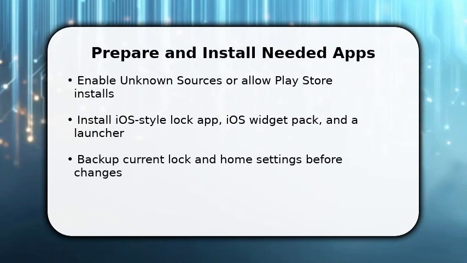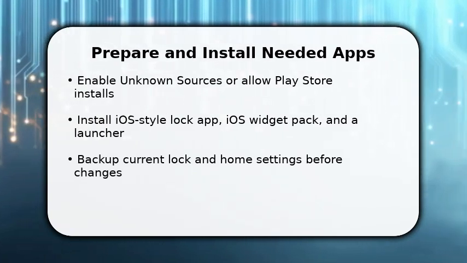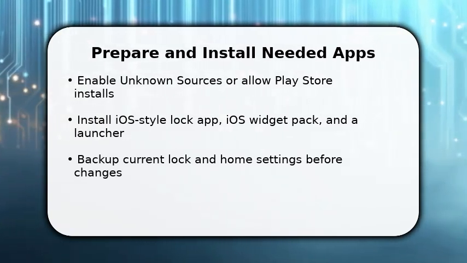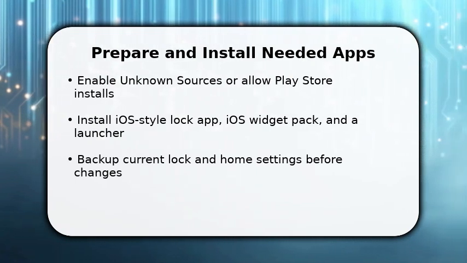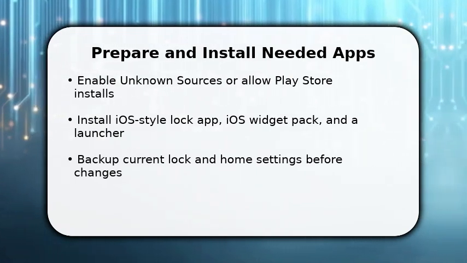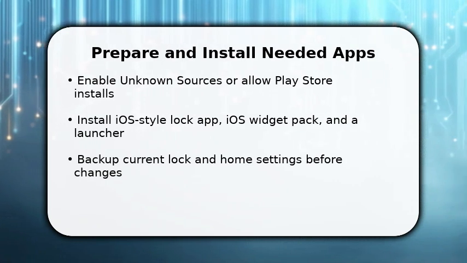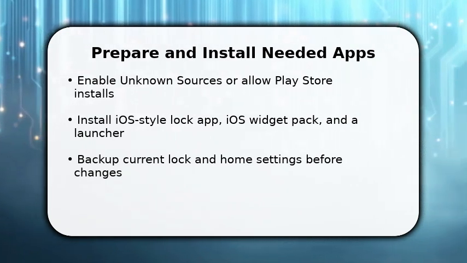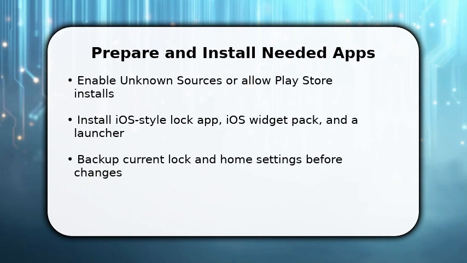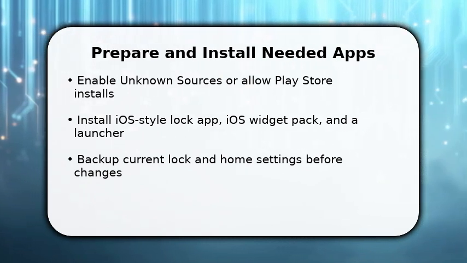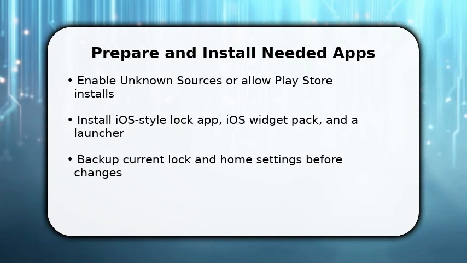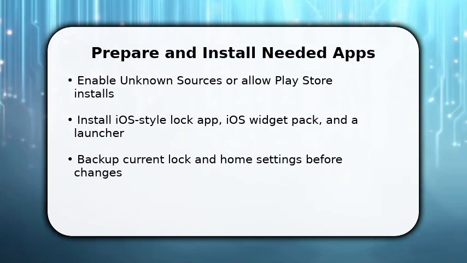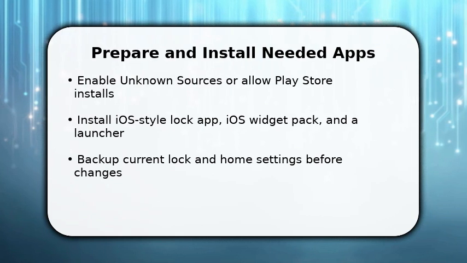Enjoy the video. You start by preparing your phone. Enable the installer permissions and make a quick backup of your lock and home settings so you can revert. Next, open Play Store and install an iOS-style lock screen app plus an iOS widgets or KWGT pack and a compatible launcher. Once done, grant required permissions, notification access, overlay, and device admin for lock control.